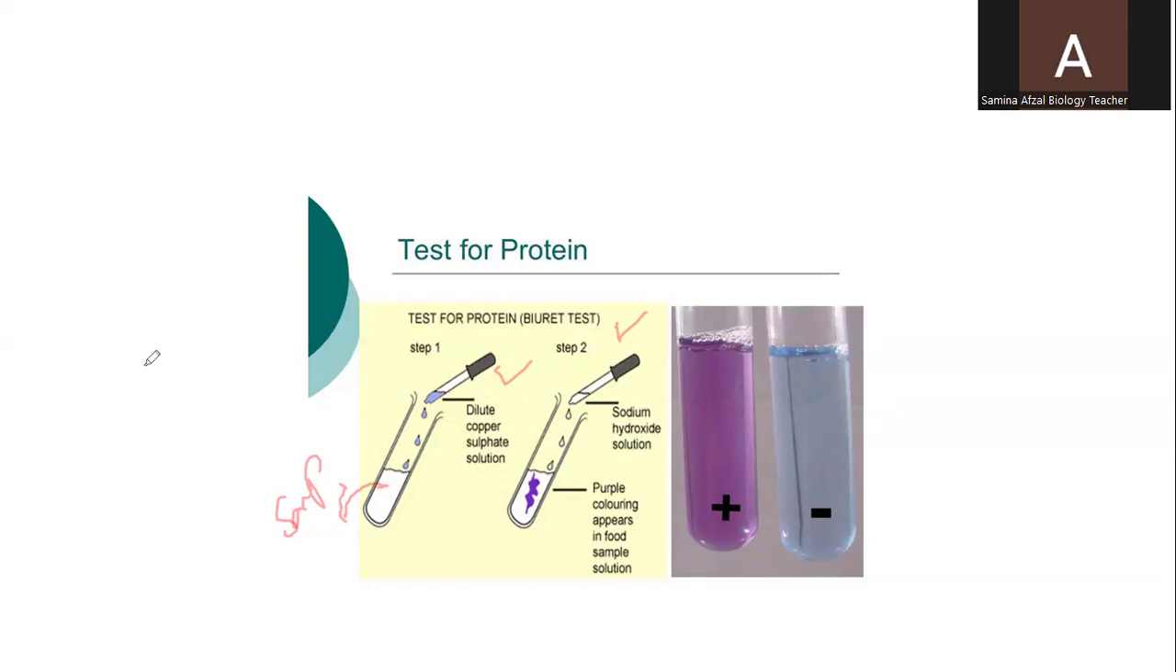If the color changes from blue to purple, it means proteins are present. If the color remains blue, it means proteins are absent. If it is purple, then present. In this way, we can find out the presence of proteins in any given solution.